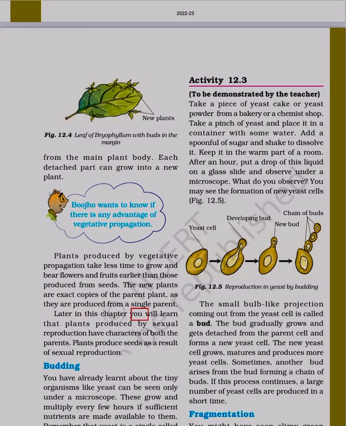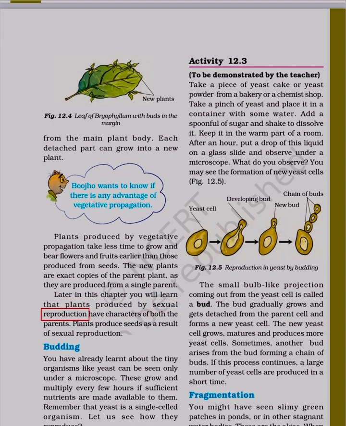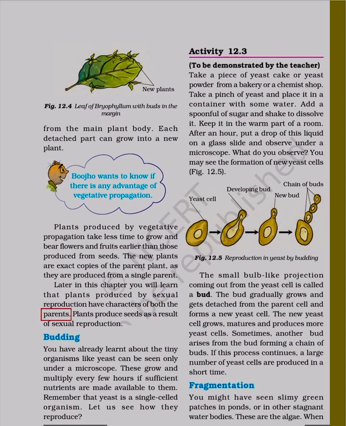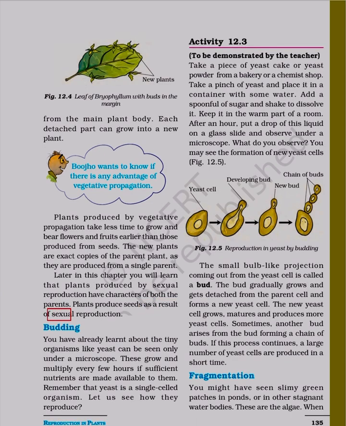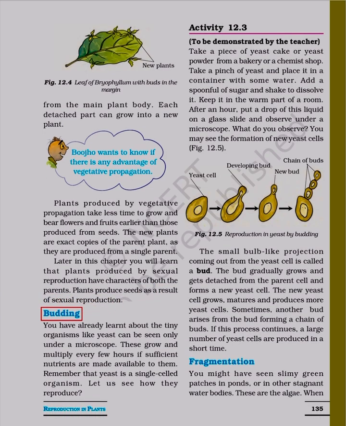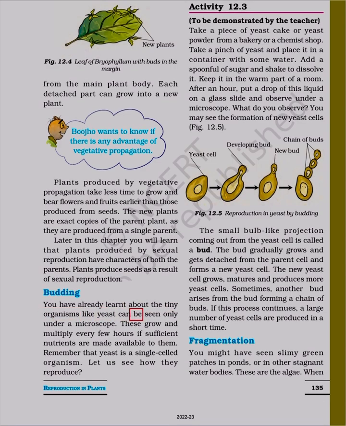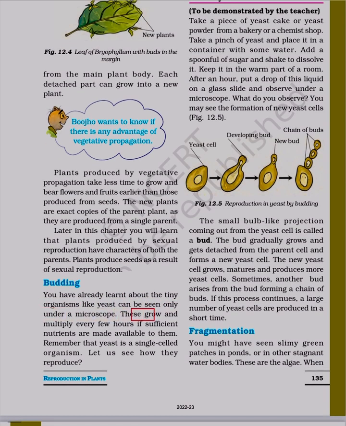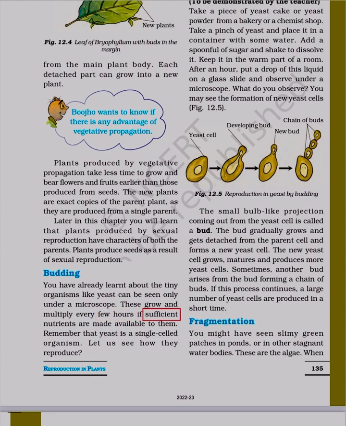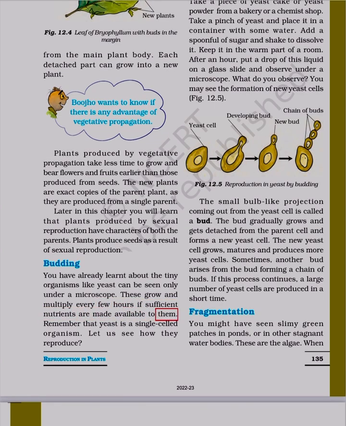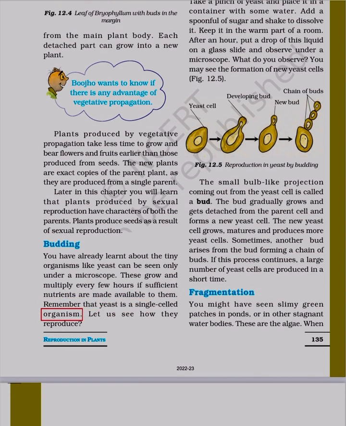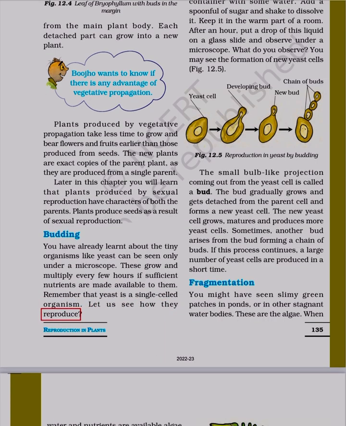Later in this chapter you will learn that plants produced by sexual reproduction have characters of both the parents. Plants produce seeds as a result of sexual reproduction. Budding. You have already learnt that tiny organisms like yeast can be seen only under a microscope. These grow and multiply every few hours if sufficient nutrients are made available to them. Remember that yeast is a single-celled organism. Let us see how they reproduce.